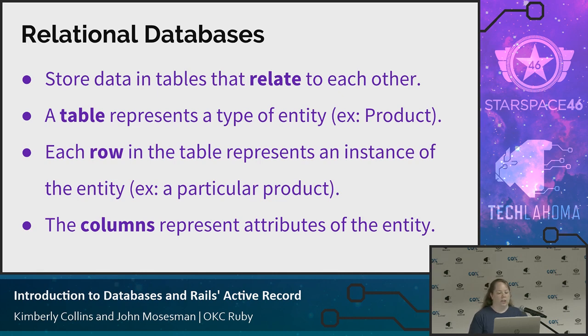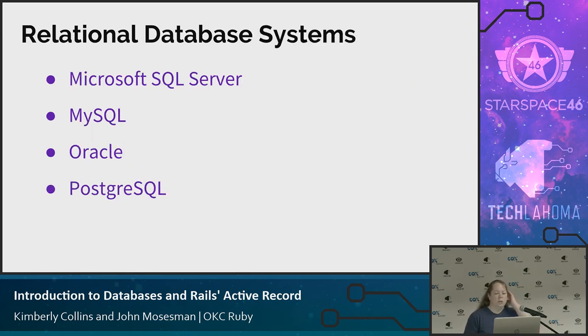So a worksheet is kind of like a table in that each table is going to represent a type of entity. So some examples would be product or person, and then each row or record in that table represents a particular instance of that entity. So a particular person or a particular product is in each row. And then the columns, just like a column in a spreadsheet, each one represents an attribute or a property of the entity.